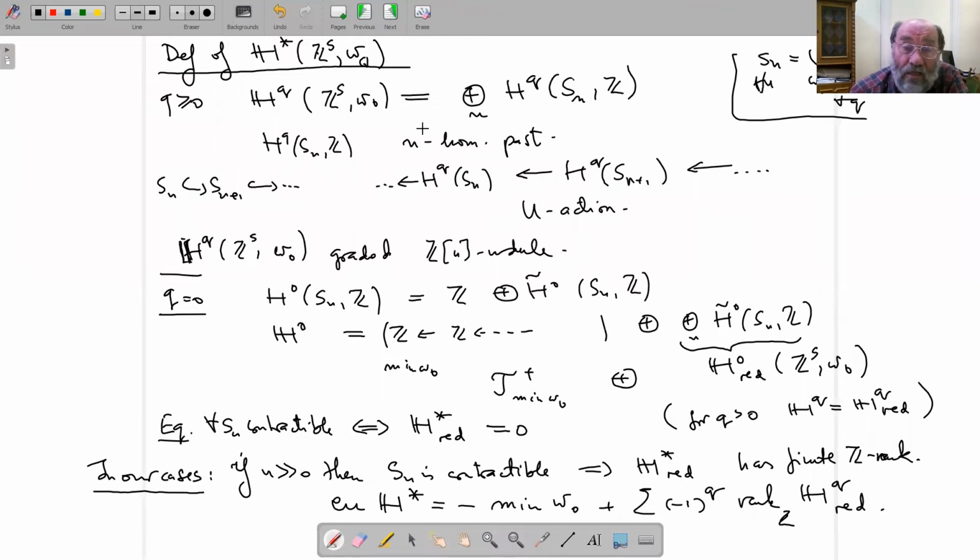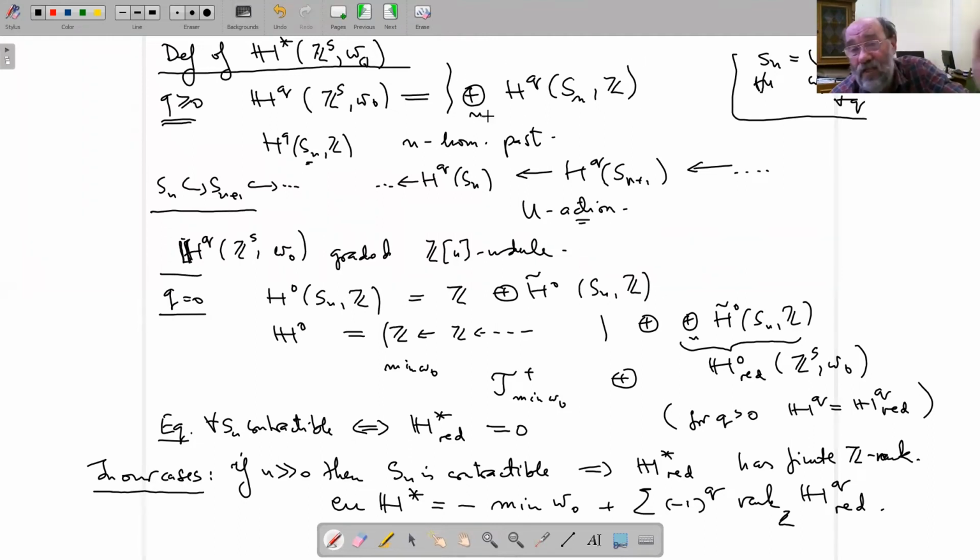This has a grading. Of course, it has a Q grading, because for each Q I have HQ. That is the Q grade. But also for each Q I have an additional grading corresponding to n, the Sn: S1, S2, S3. So the n homogeneous part corresponds exactly to Sn. And if I have the tower, Sn embedded in Sn plus 1, Sn in Sn plus 2, then in the corresponding cohomologies we have the restriction map, and that is the U action. So we have a grading and we have a U action.